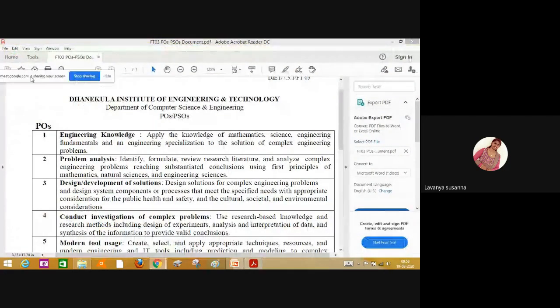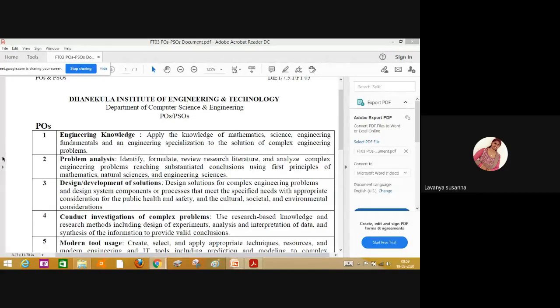See here, the CO1, the course outcome of unit 1, is you will be able to analyze complex systems and you will be able to understand the object model. This is the course outcome of your first unit. Again, I am repeating: course outcome CO1 is you will be able to analyze complex systems and understand the object model.